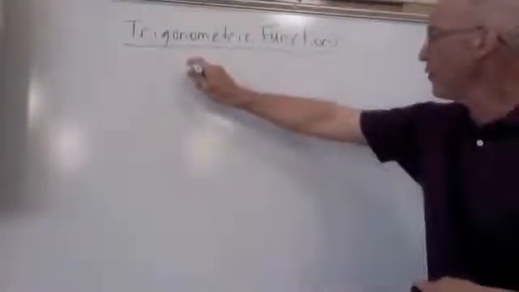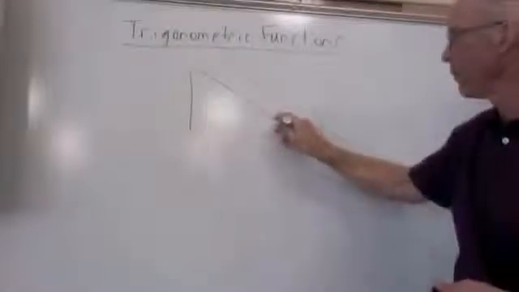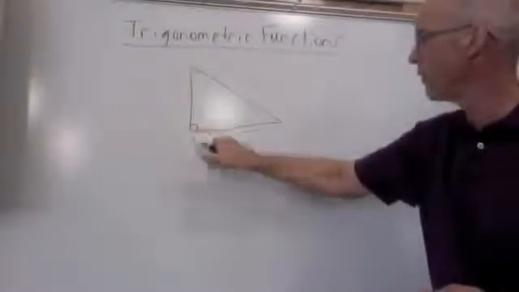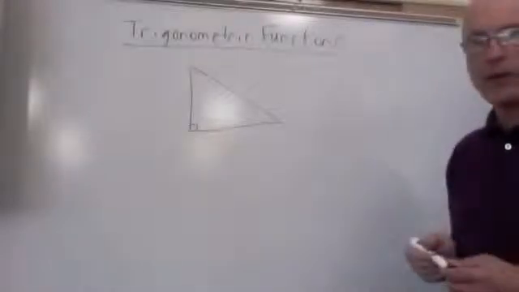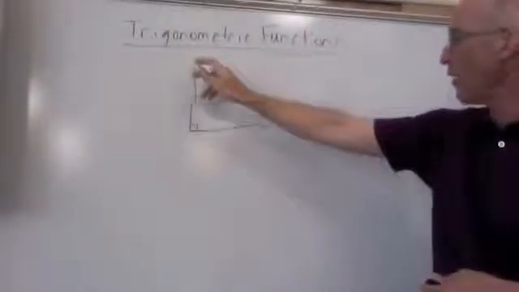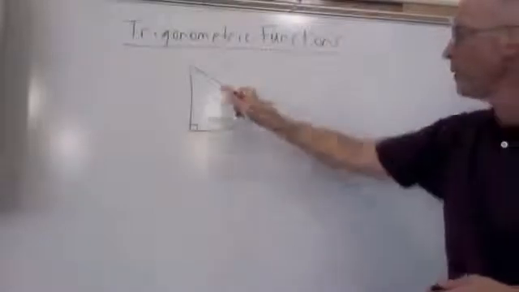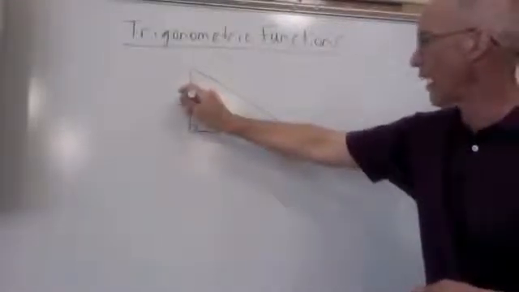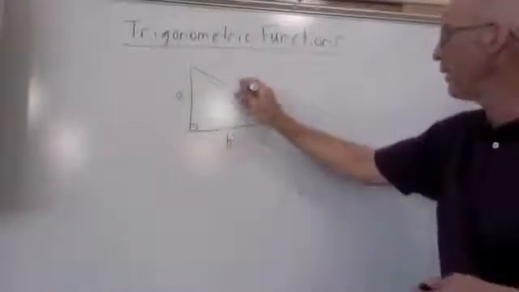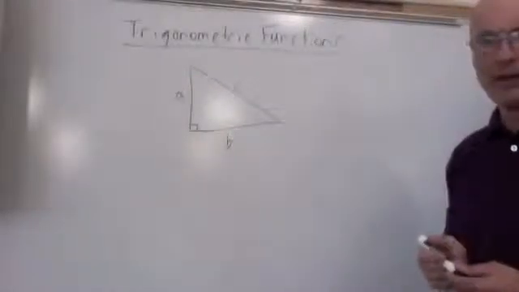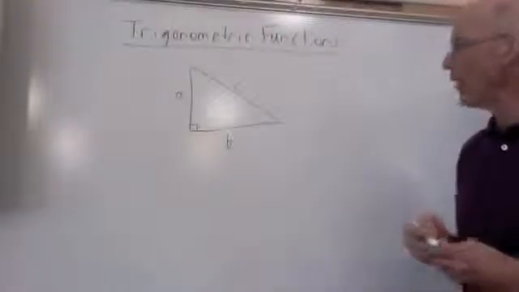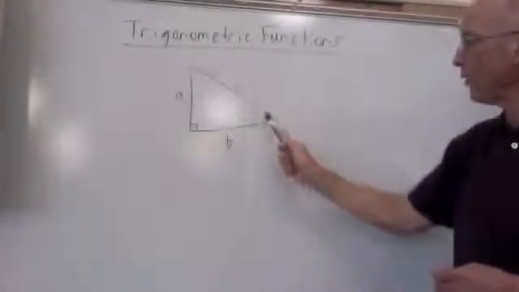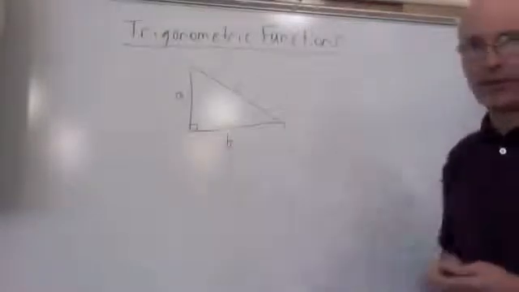Trigonometry has to do with right triangles. So it only works with right triangles. We know that this is 90 degrees. And like the Pythagorean theorem says, the hypotenuse is the longest side. Let's just say this is side A, side B, and the hypotenuse side C. What trigonometry says is that there's a relationship between the angles and the sides.